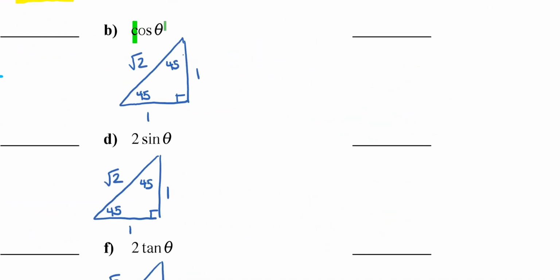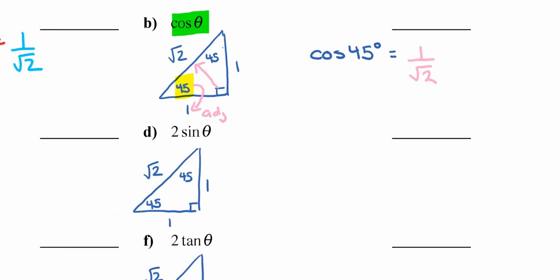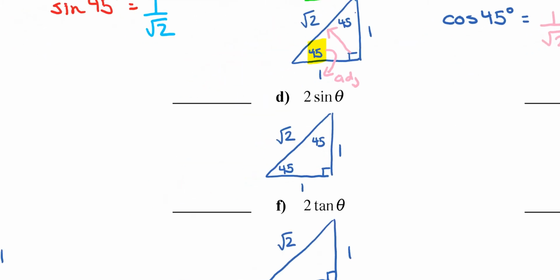For letter B, I have to evaluate cos theta here. So the question is really asking for cos of 45 degrees. You will have to do this quite a bit in pre-calc 12. Here's my 45 degrees. Actually, cos is your adjacent, so 1 is right next to my 45. Sorry, the 1 is the adjacent, and the hypotenuse here is going to be root 2. So my ratio is going to be 1 divided by root 2. Remember, cos theta is your adjacent over your hypotenuse, and your adjacent is 1, and your hypotenuse is root 2.